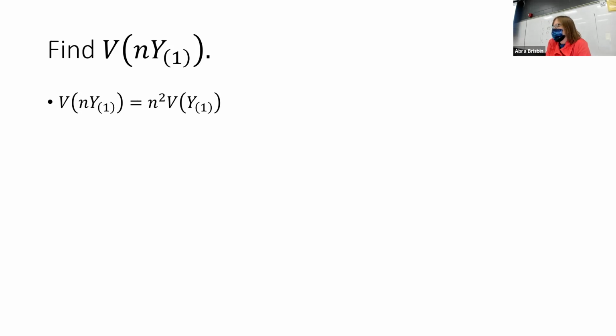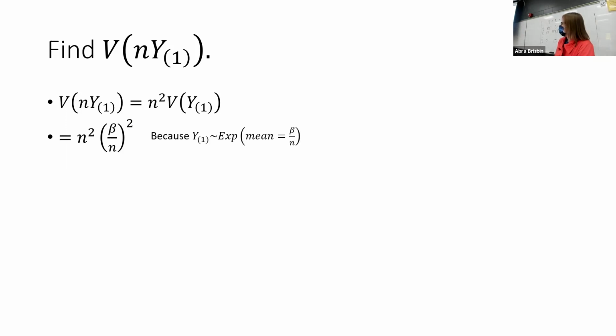And what did we say the variance of an exponential random variable was? Kyle? Mean squared. Yeah, it's the square of the mean. So we have n squared times the square of beta over n. So the variance of n times the minimum is beta squared.